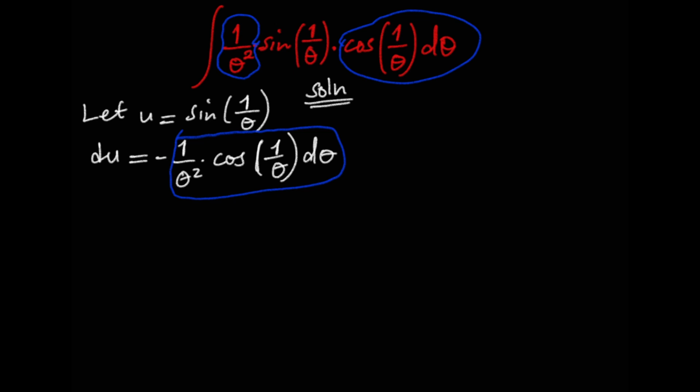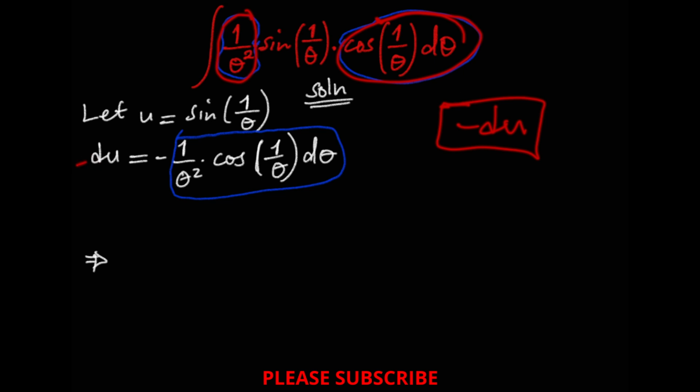Therefore, our new integral can be written in this form. Now remember, we do have a negative here. If we multiply both sides by negative 1, this negative will go and become positive, and du will be negative. So instead of these expressions, we are going to write negative du, because the negative here cancels this negative, and negative du is equal to this expression here.